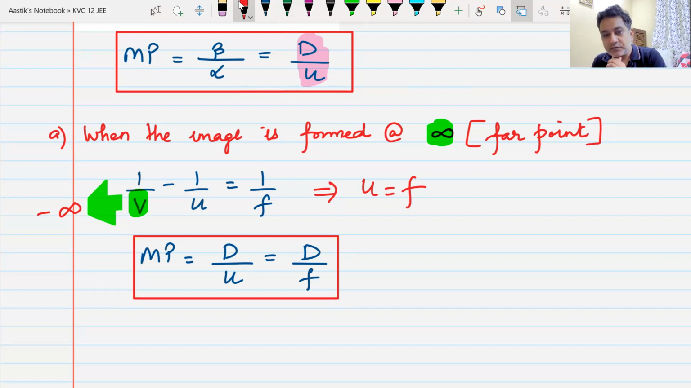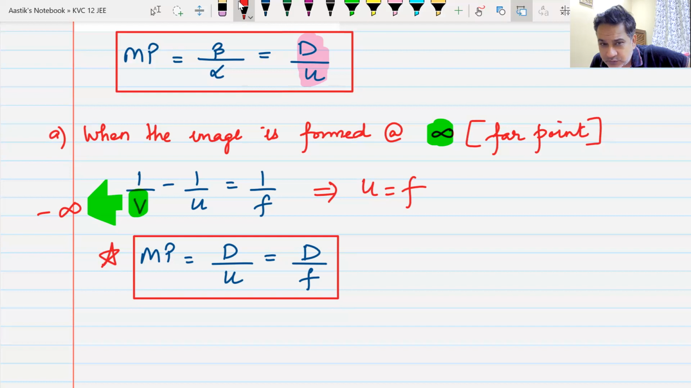So there are two cases for all the instruments. One is when the image is formed at infinity. The other one is when the image is formed at D. So in both the cases, what you got to do is to find the value of D by U. In the first case, when the image is formed at infinity, U, the object, must be at the focus. Then only the image will be formed at infinity. Therefore, D by U becomes equal to D by F, and that is the first thing that you must remember. U is equal to minus F. Yes, beta? U is equal to minus F.